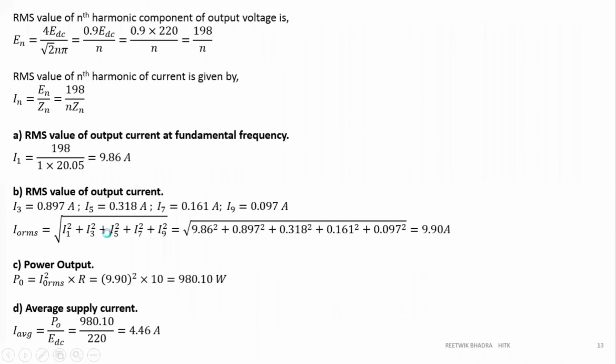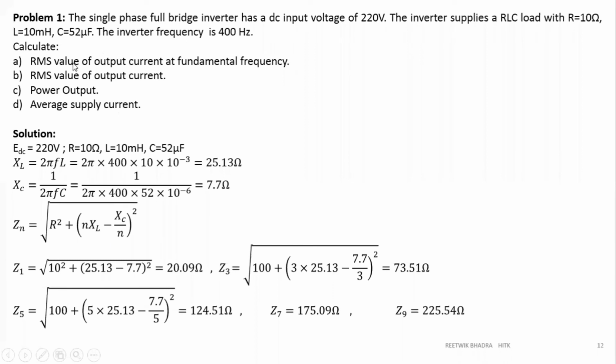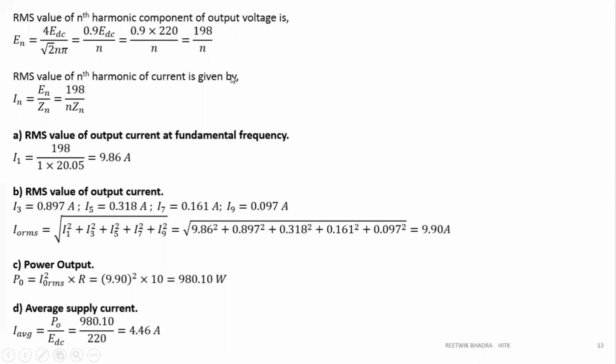Okay. Next, we will calculate the RMS value. First question: the RMS value of current at the fundamental frequency. We know the RMS value of voltage is 4 EDC by root 2 n pi, as we derived. So n will be replaced by 1, so it will be 4 by root 2 pi, which is nothing but 0.9 EDC. We are writing the general formula first: 4 by root 2 pi is 0.9 EDC by n. What is EDC? 220, as given in the question. So it will be 198 by n.